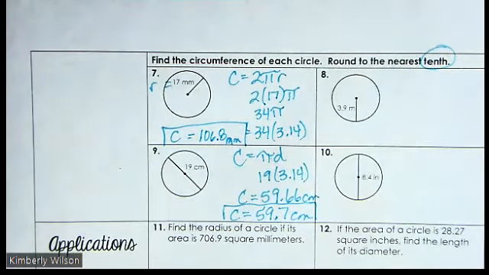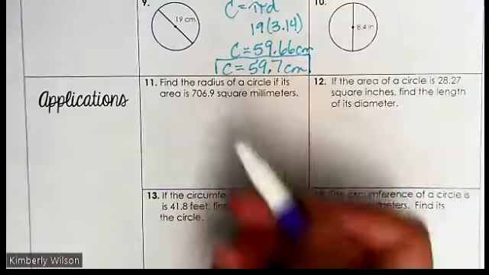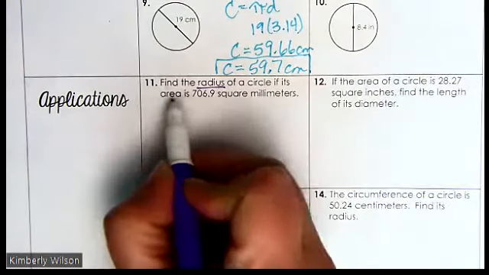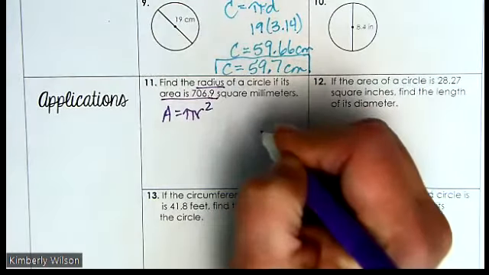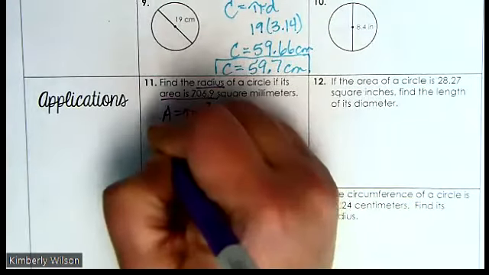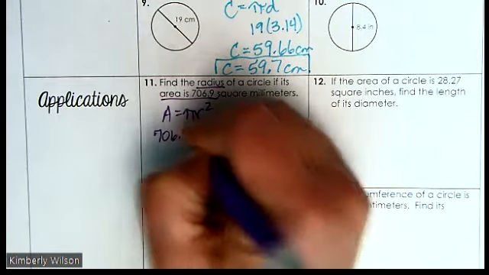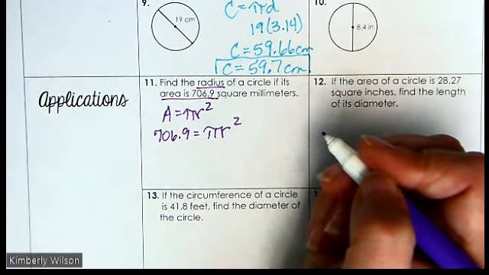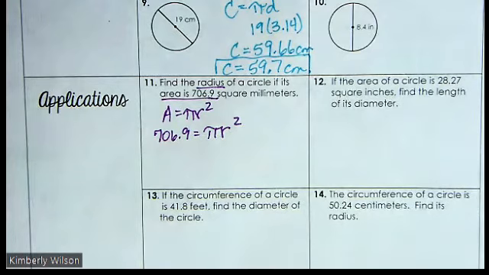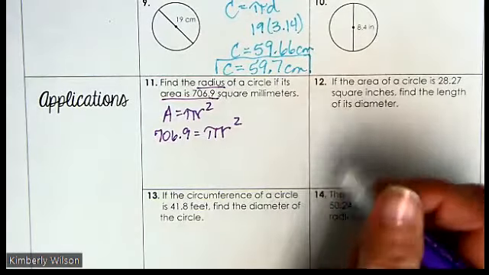Okay, looking at the next example. Number 11. We want to find the radius, and it tells me the area. So I'm plugging into my area formula. I have 706.9 equals pi r squared. Well, remember, this is wanting to divide by actual pi.